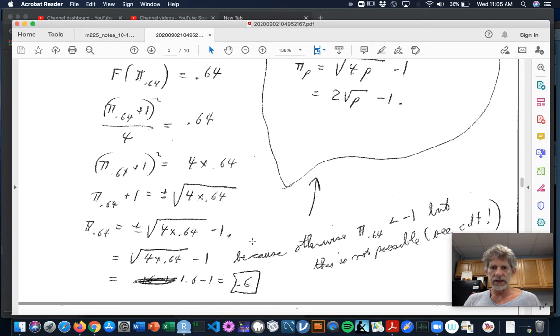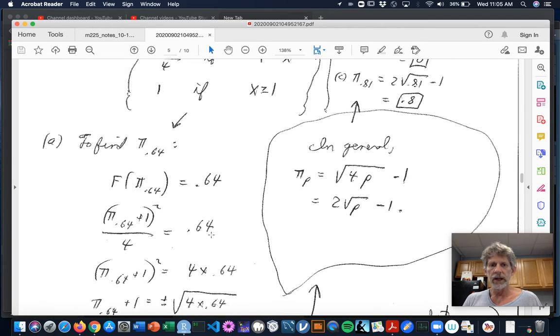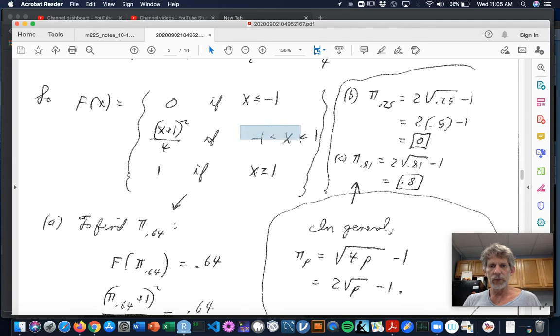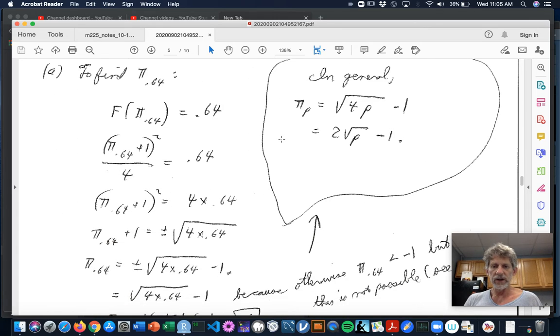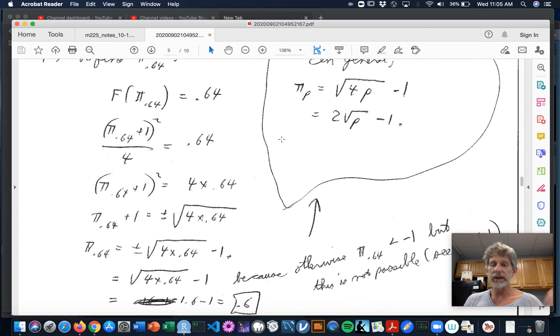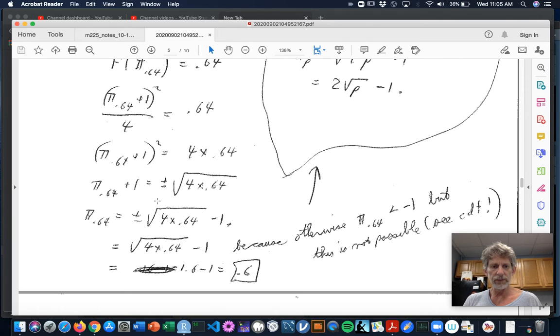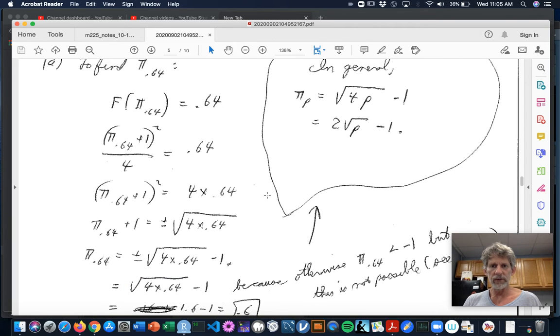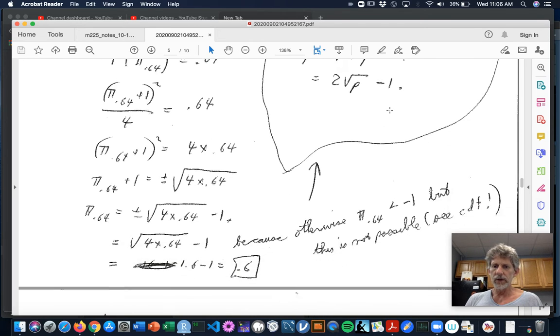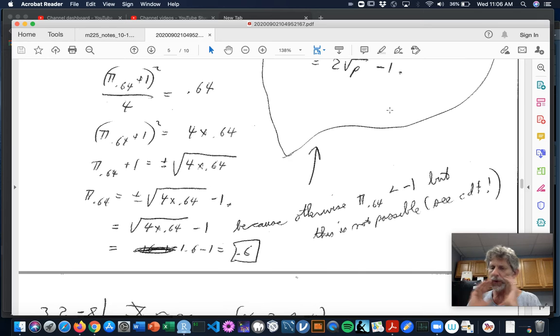Well, that's because if I used the negative square root here, then the percentile would have been a negative number minus 1. That percentile would have been less than negative 1. But that's outside the support of the random variable. No percentile could be there. And so I have to choose the positive at this step. And that's why I'm seeing a positive root of 4p minus 1 in my formula. So it really is important to think about supports. That's part of your building up of insight into probability.